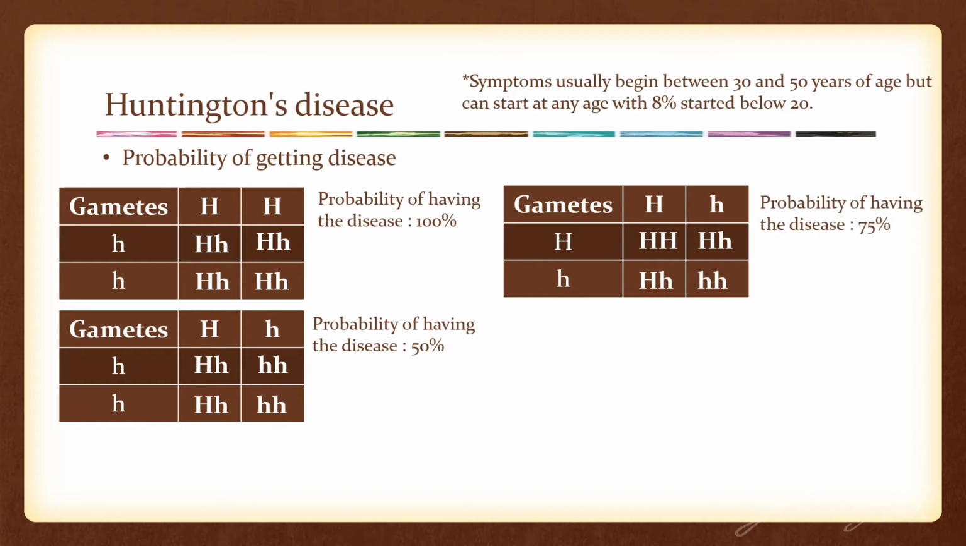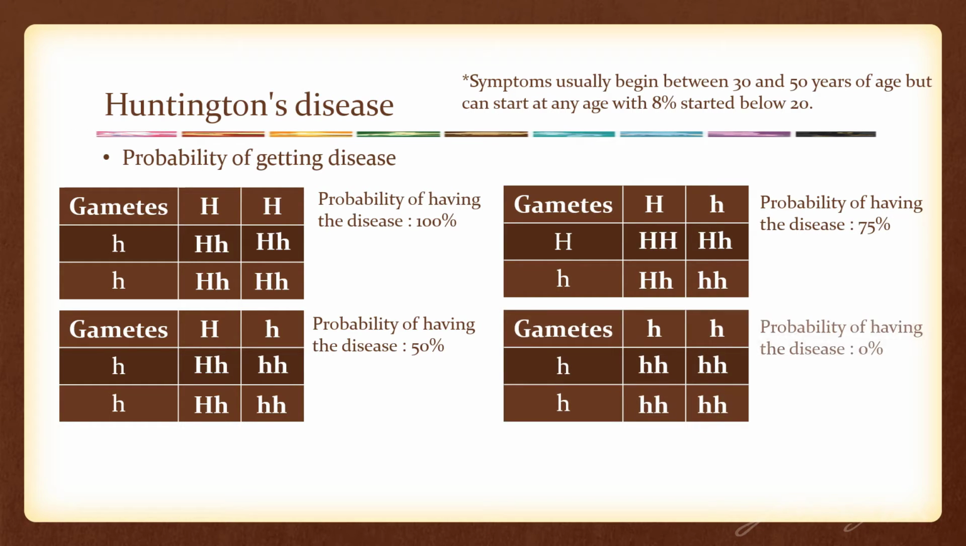Their kids will have 75% chance of getting the disease. So please check whether your answer is correct or not. Because 3/4 of them will have at least one dominant allele. And it is only when the two parents have two recessive alleles that the chance of getting the disease is 0. So as you can see, the chance of someone having Huntington disease is kind of high.